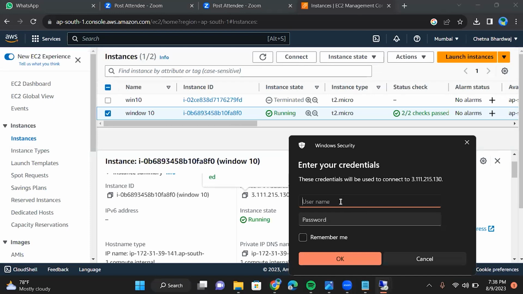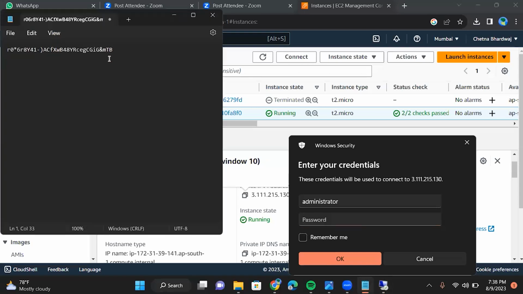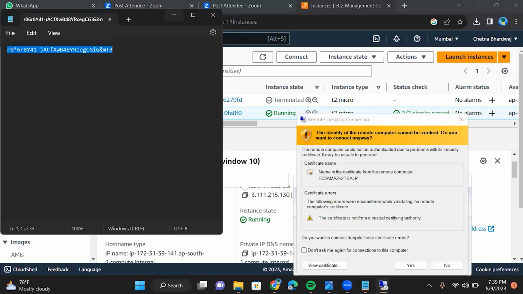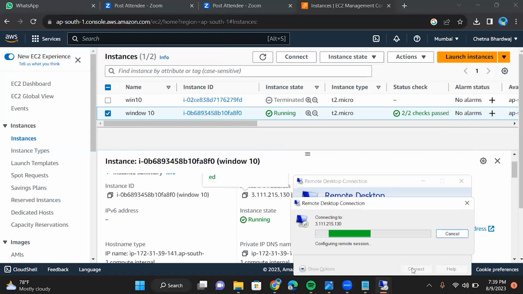It is asking for credentials. Now the password, I have saved it. I will provide the password again. So every time you log in at the administrator level, you have to give this key password which you generated while creating the instance. Okay, so never lose it. Otherwise, you will lose access to the instance.